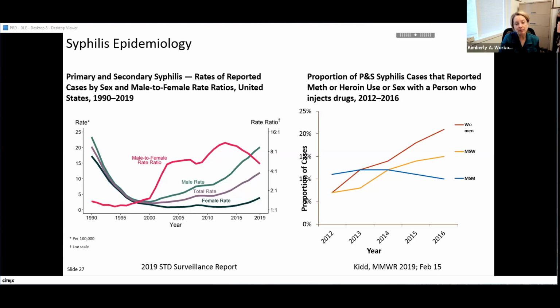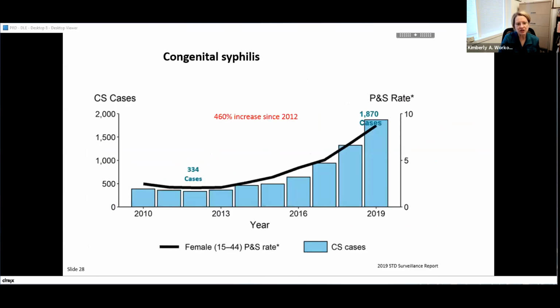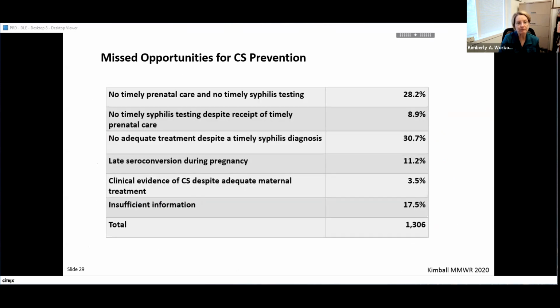And again, what I've previously mentioned is this syndemic we're seeing between drug use, in particular meth and heroin use, and an increase in heterosexual syphilis. As a consequence, this is what we're seeing in congenital syphilis, which has just been very dramatic over the past several years.